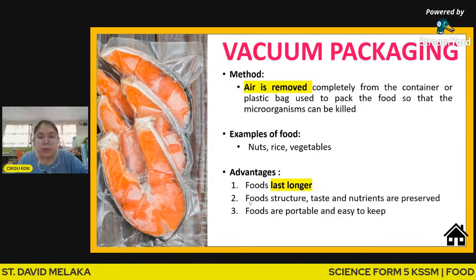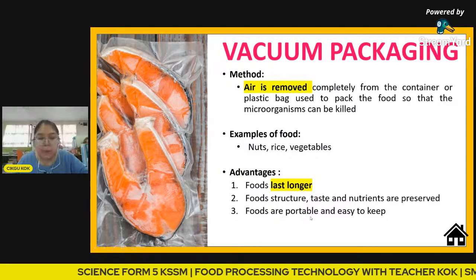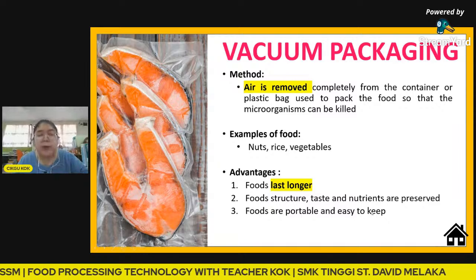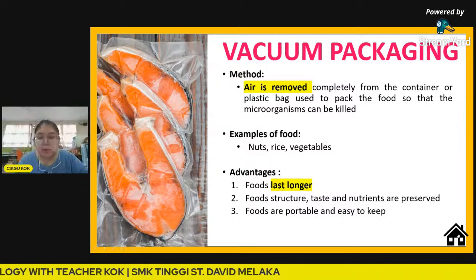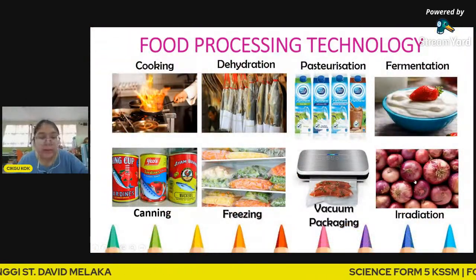Number two, the food structure, taste, and also the nutrients, they are still preserved. And three, food is portable and also easy to keep. Portable means bring here and bring there, it's easier. Then we go to the last part. The last part, they are using radiation.